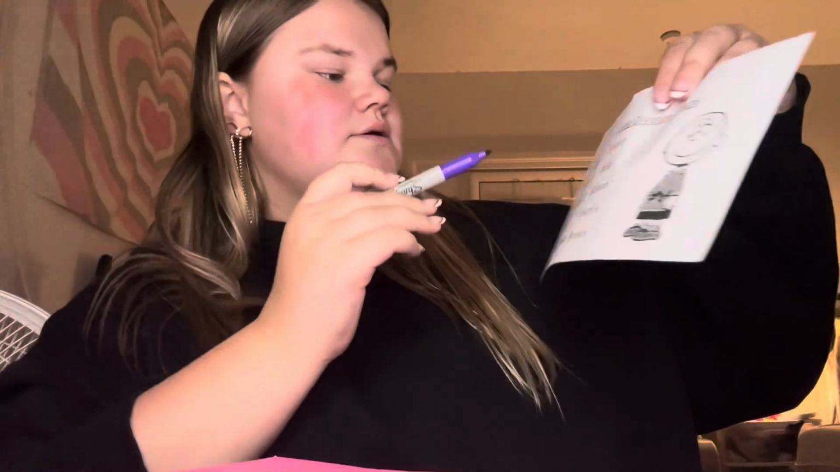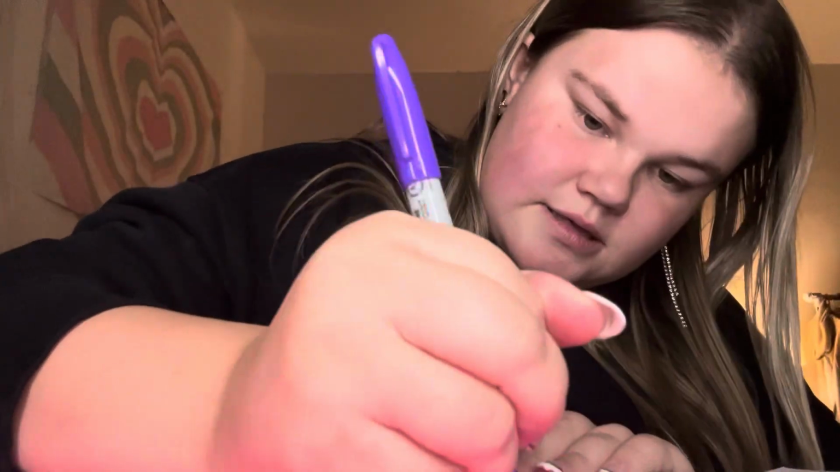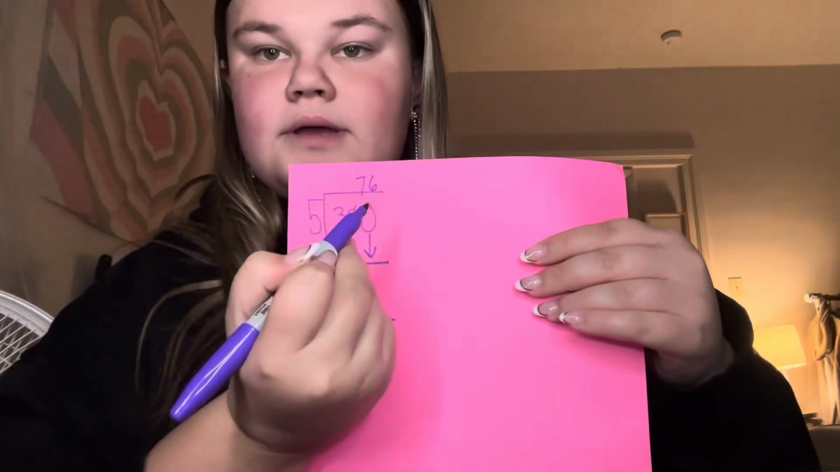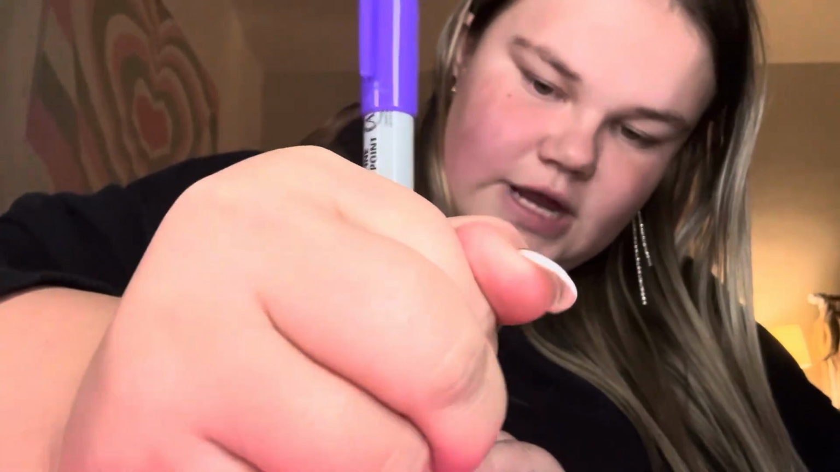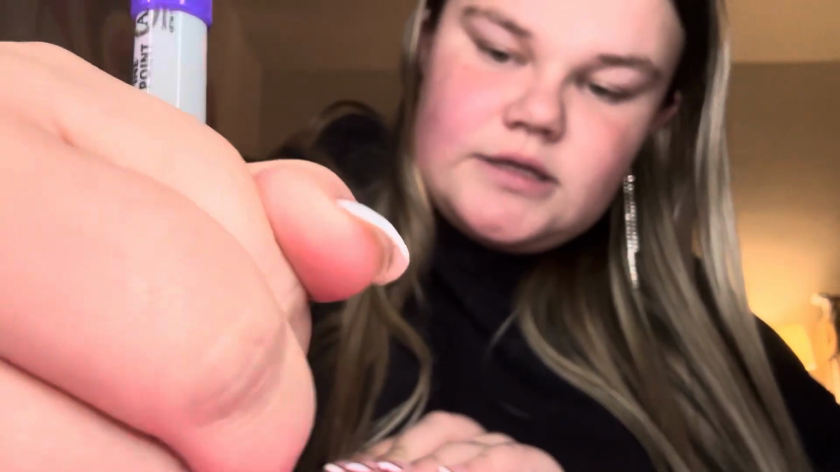Then you should know your next step. 5 times 6, 30. And then you're going to subtract. So you should have 30 minus 30. Check your work. And subtract would be 0. So now I have 0 left over. So your number at the top is 76. So 380 divided by 5 equals 76. Make sure to circle your answer because you have been showing some work.